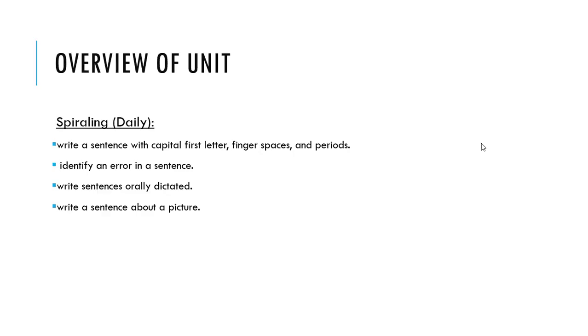So overview of the unit, we'll just talk about first what we should be still doing daily, which is writing sentences every day, of course, multiple sentences. Also identifying those errors within a sentence, writing sentences that you orally dictate to the scholars, including newly introduced sight words. And then also those bossy E words, those digraph words, blends, all of those sort of things you should now be incorporating as well. And then writing sentences about a picture, a prompt, or a topic.